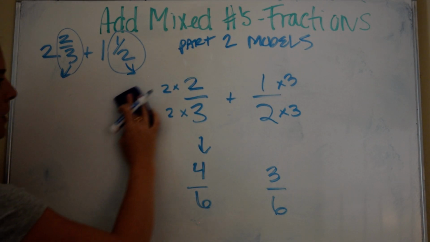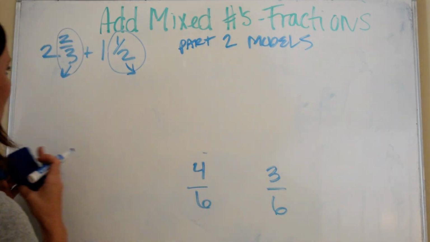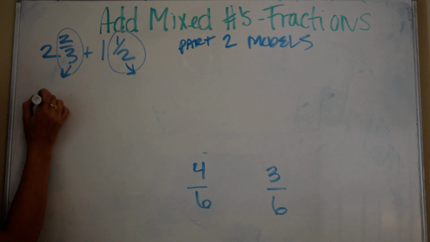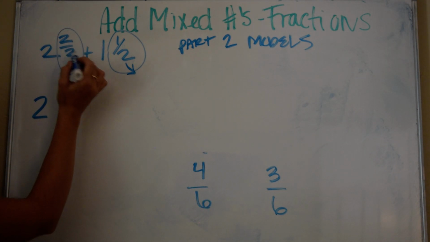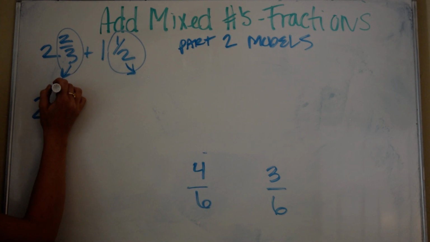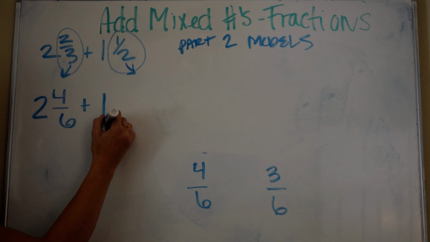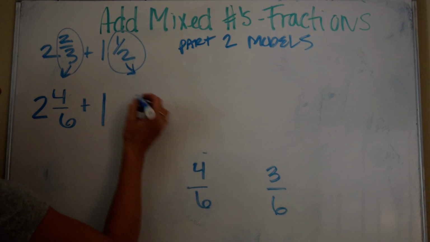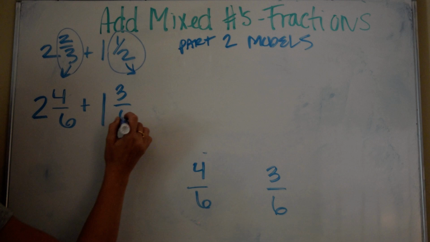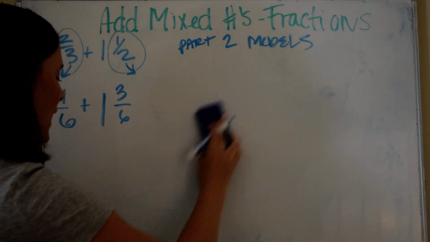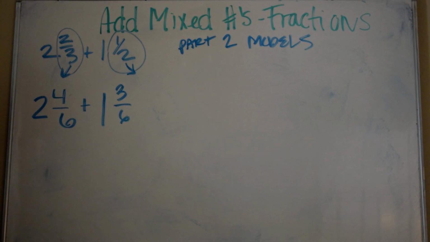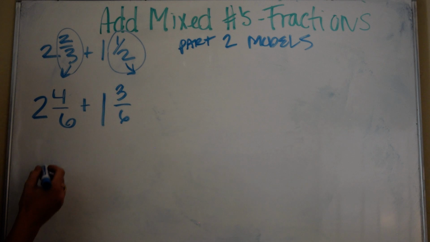So I need to erase this. So now I have my new fraction, keep the whole number, but my 2/3 is the same thing as 4/6. Keep the whole number here, which was a 1, and my 1/2 is now represented as 3/6. Now that I have the same denominators, it's going to be easy for me to combine the models. Remember, we're using models, we're drawing. So I'm going to draw this one here.